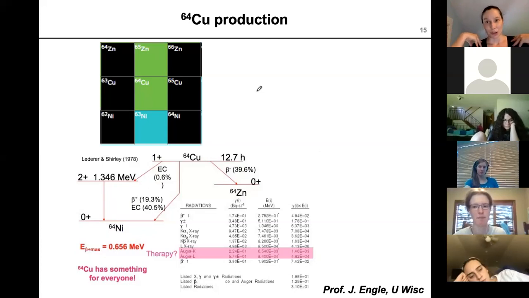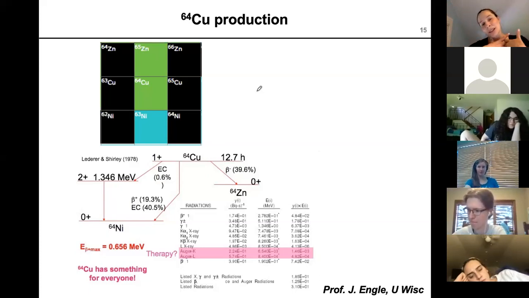Some emit positrons, so we can do PET imaging. Some emit gammas, so we can do SPECT imaging. Some emit beta minus particles, so we can do therapy with them. So one isotope that does all the things is copper 64. It has a half-life of 12.7 hours. So you can see the different decay pathways here on the bottom left.